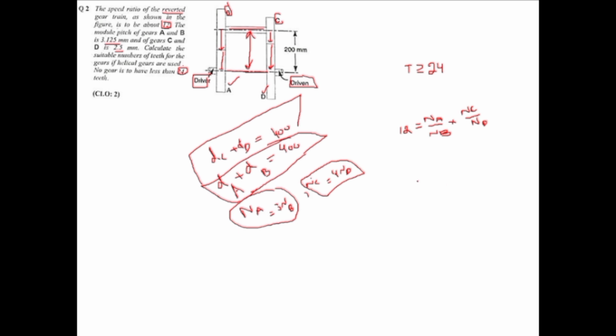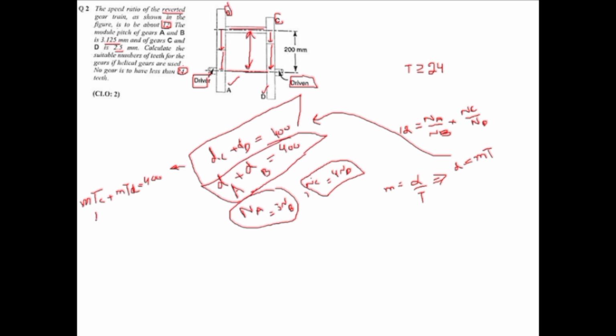Now as you know that module is equal to diameter divided by number of teeth, T. We will represent number of teeth by T. So we can rearrange this equation like this as well. Putting this equation in these two equations, first of all put it in this equation, you will get MTC plus MTD is equal to 400.